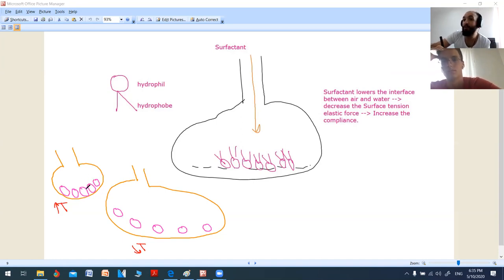So the effect of the surfactant is better where? In the small one, to prevent the air contacting that, to decrease the surface tension. You understand? So this one will not collapse and the air will not go to the next one. So the pressure here must be equal to the pressure here. Is it clear? Okay, this is the function of the surfactant.